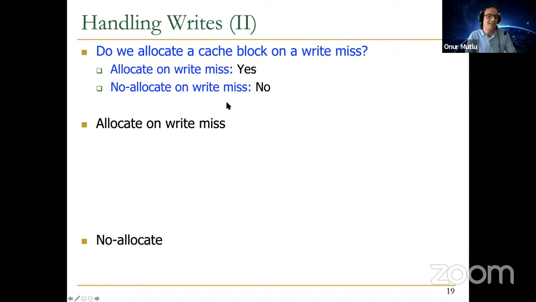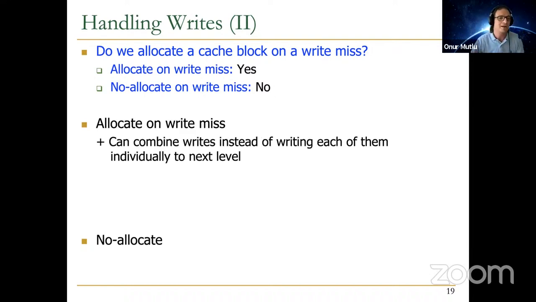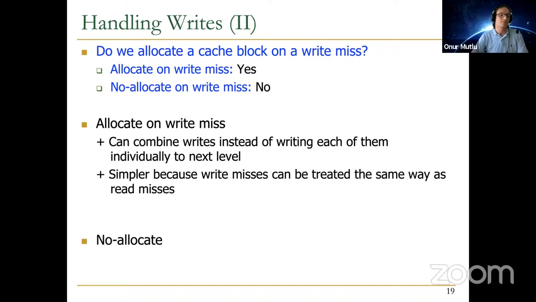And this leads to different design decisions. I'm going to go through this quickly. If you allocate a block on a write miss, then you can do the combination of writes that we talked about. You can combine writes to a full cache block instead of writing each of them individually to the next level. So imagine that you allocated the cache block, 64 bytes, and you write to every single byte in the example that I showed you earlier. If you don't allocate the cache block, then you have to go to the next level to do the write. When I say write, it's store, actually.